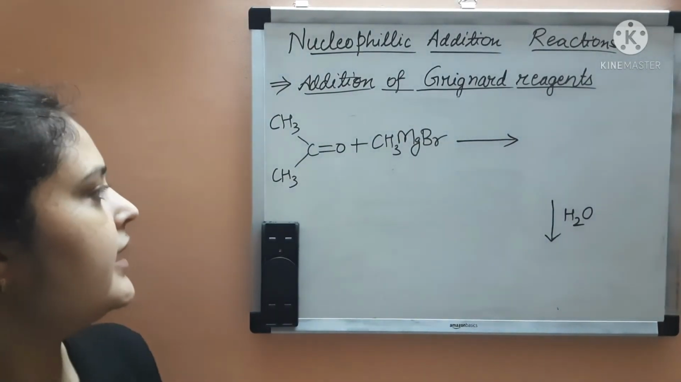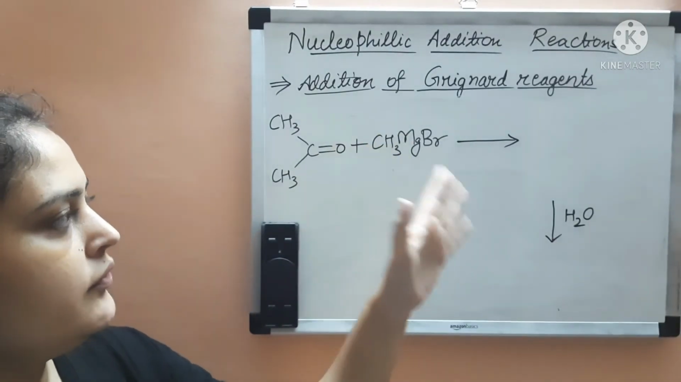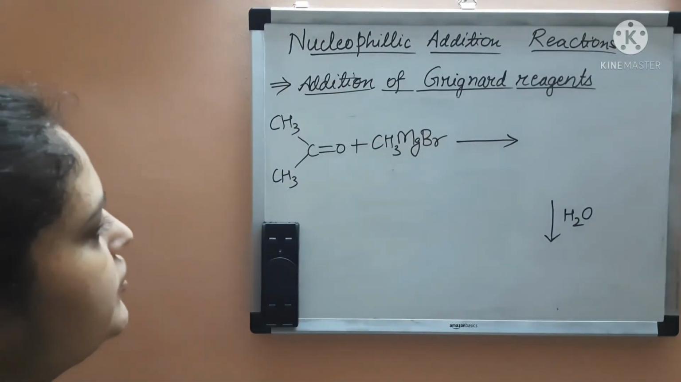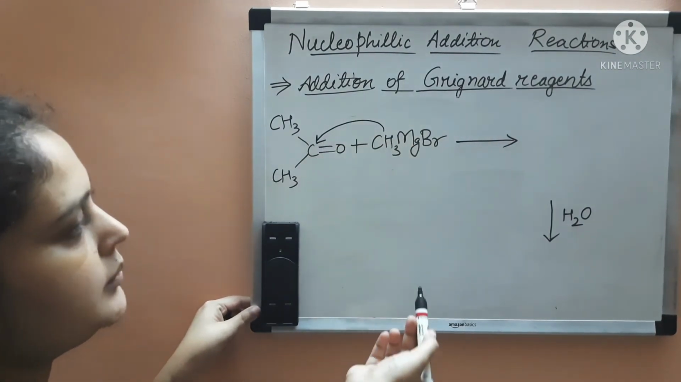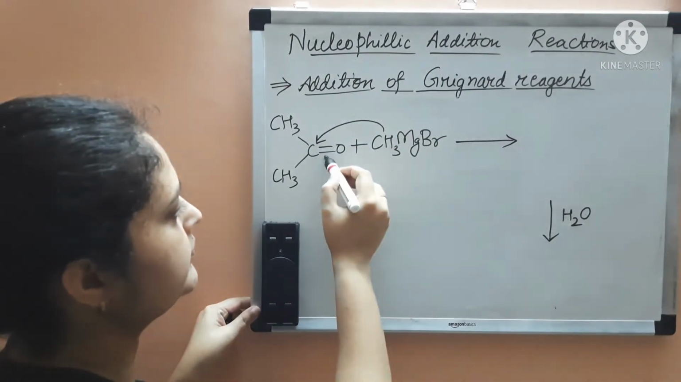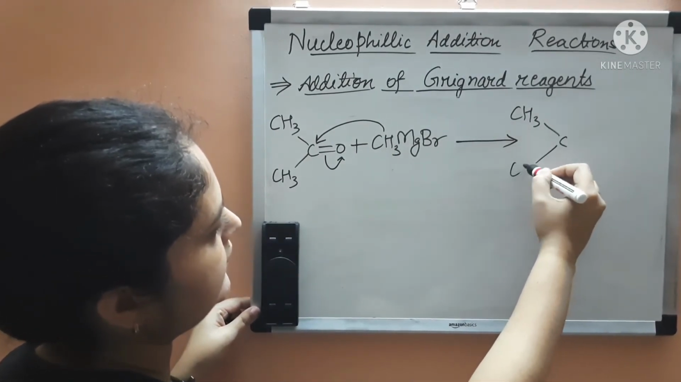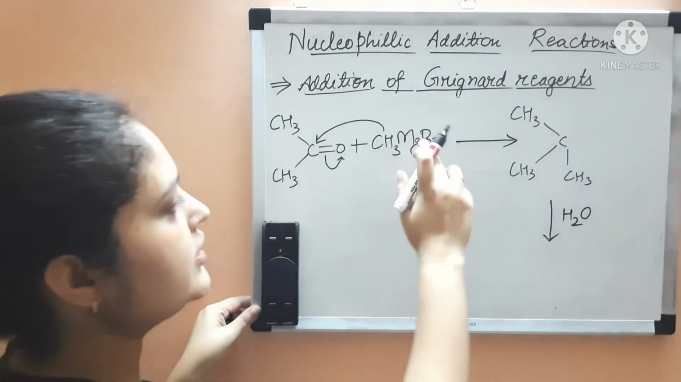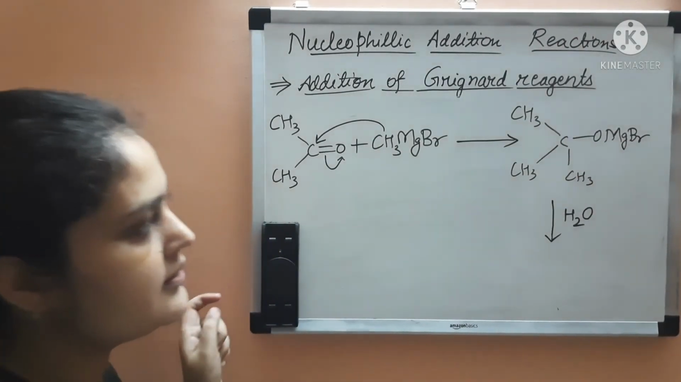So the question is that when you add methyl magnesium bromide to the propanone, then what will be formed after hydrolysis? So first we will add the Grignard reagent. So this CH3 part will attack on the carbonyl carbon, and MgBr will get added to oxygen atom. So you will get an adduct like this. This CH3 has come from the Grignard reagent, and the oxygen will get attached to the MgBr. So this is the adduct.